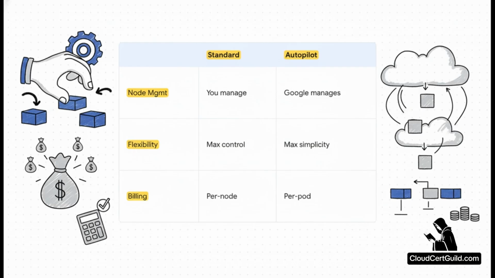You get to pick the size and type of your machines, your nodes, but you also pay for them, even if your apartments are empty. Then you have Autopilot mode. This is all about maximum convenience. Google manages all the nodes for you. You literally don't even think about them. You just say, I need to run these pods, and the infrastructure magically appears to support them. And the billing model reflects that. You don't pay for the machines, you only pay for the pods you actually use. It's the ultimate pay-for-what-you-use setup.